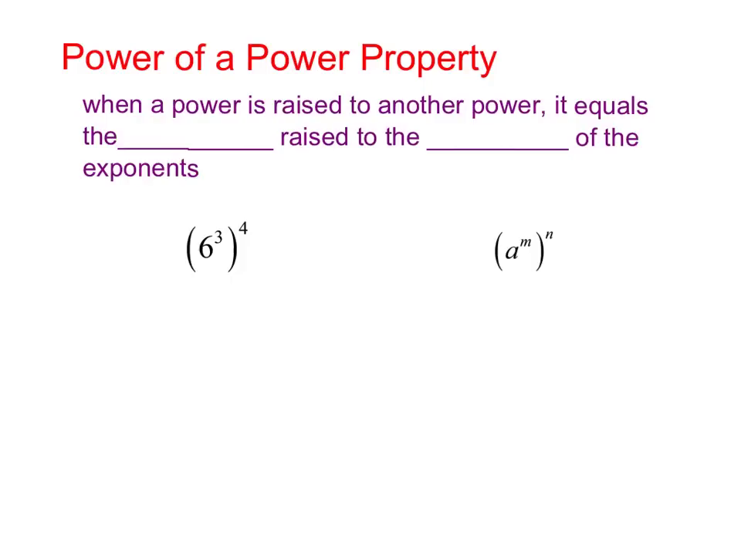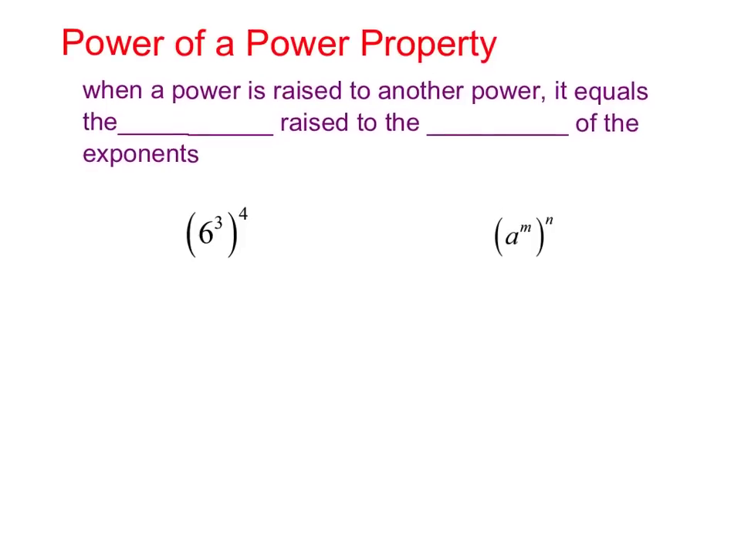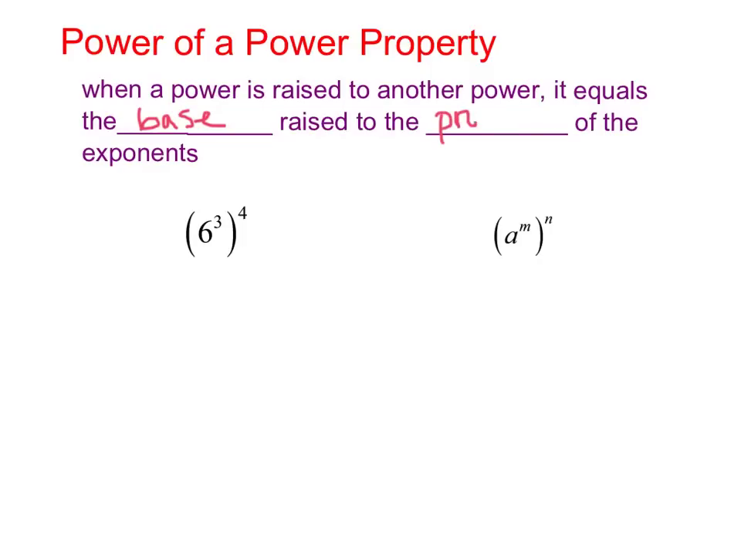Okay, and that brings us to our next property, which is the power of a power property. So basically what this says is that when a power is raised to another power, it equals the base to the product of the exponents. So basically product means multiplication.